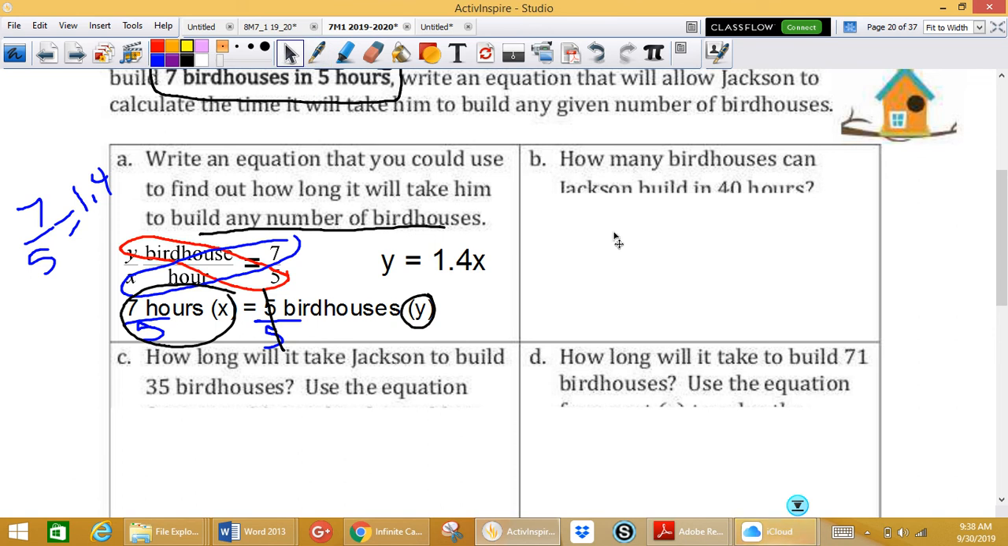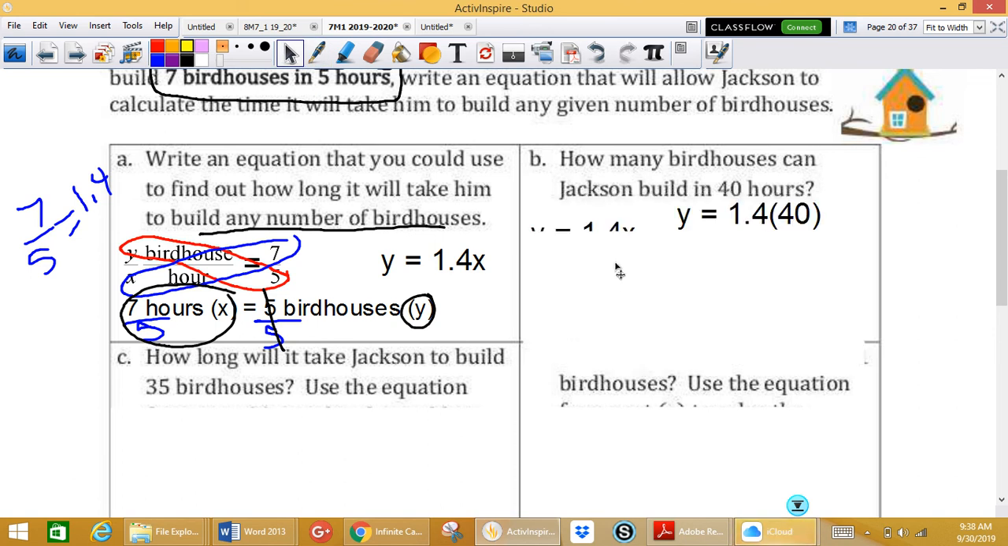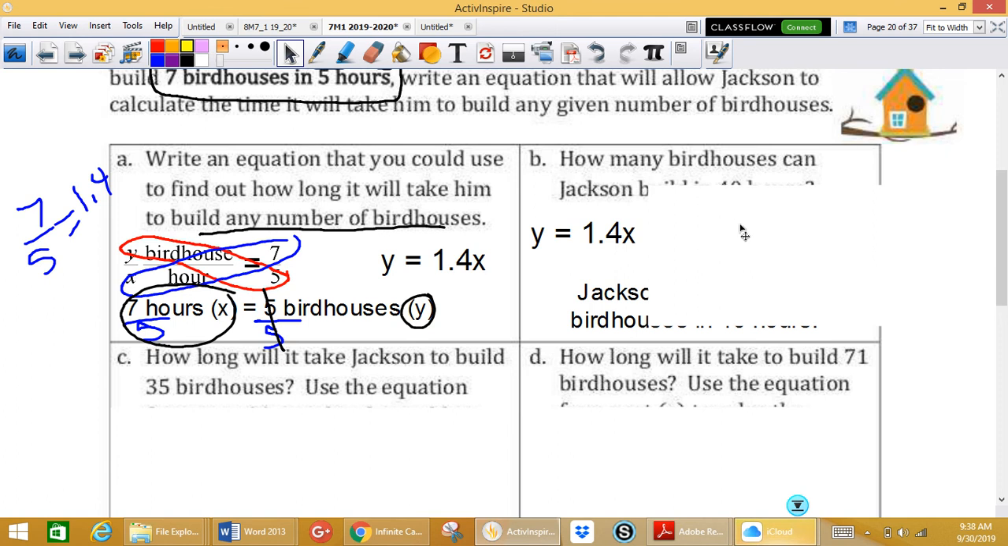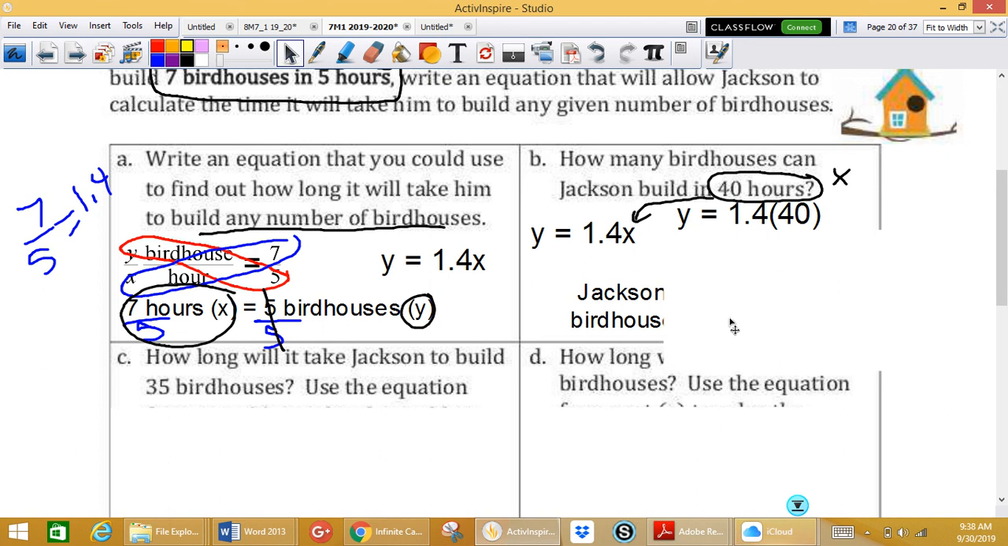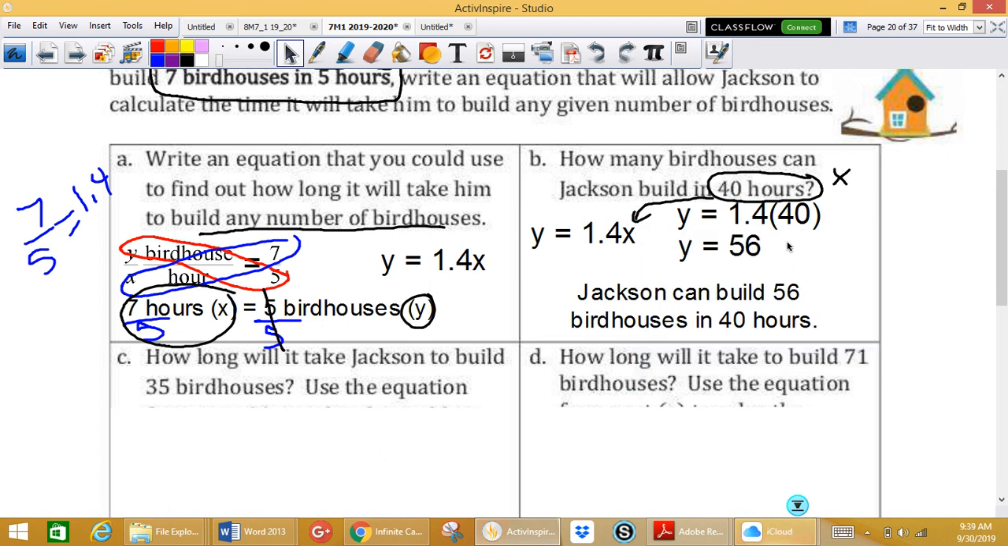How many birdhouses can Jackson build in 40 hours? So I'm going to use the equation that we got before, y equals 1.4x. Now 40 hours is our x. So I'm going to plug that right into there. So y equals 1.4 times 40, which is y equals 56. So in 40 hours he can build 56 birdhouses.